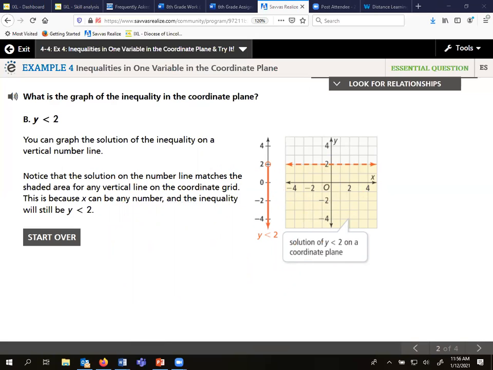It is the same thing. Dashed line on 2, shaded below. This is going to incorporate stuff from chapter 2 when we were graphing the lines. Anything with a y and no x is going to be horizontal. Anything with an x and no y is going to be vertical.